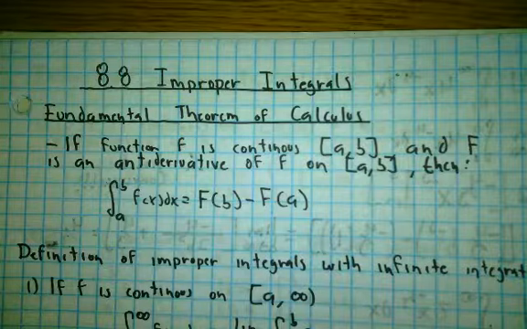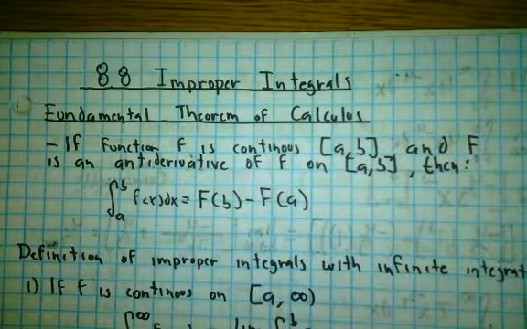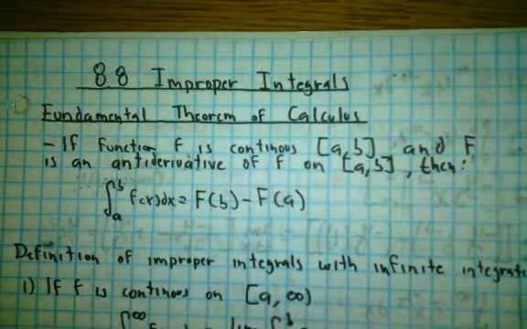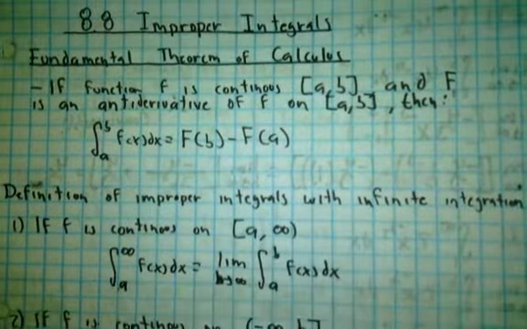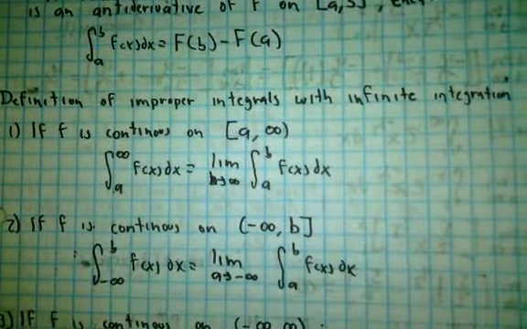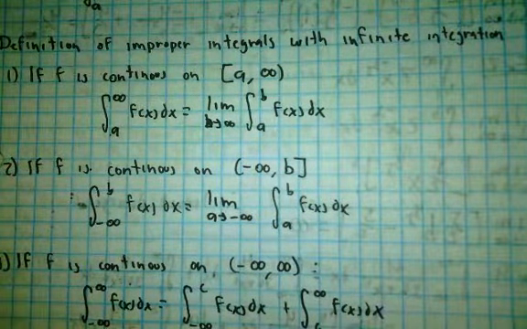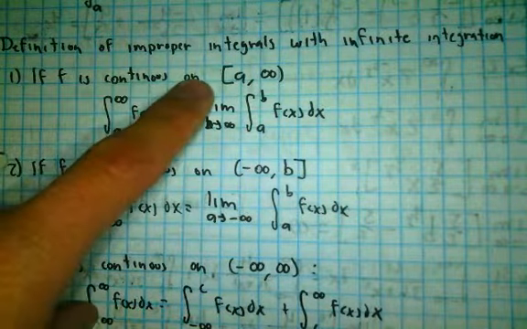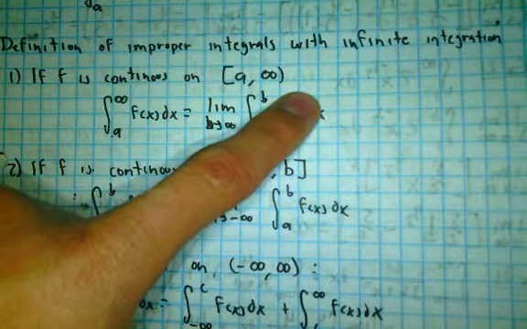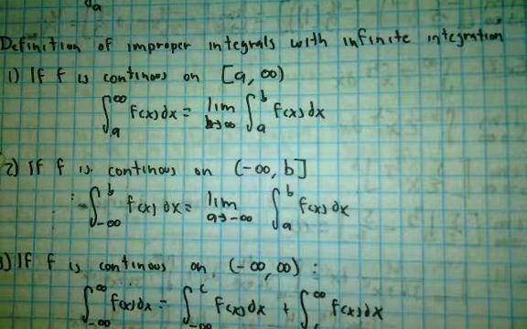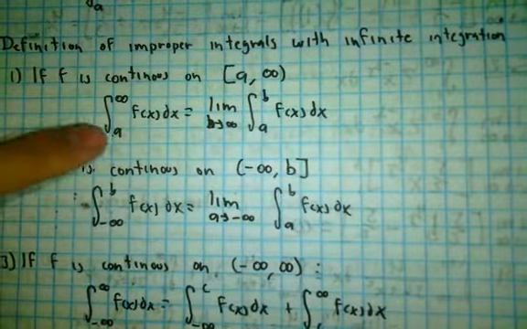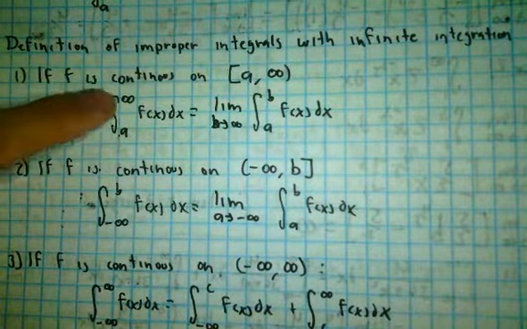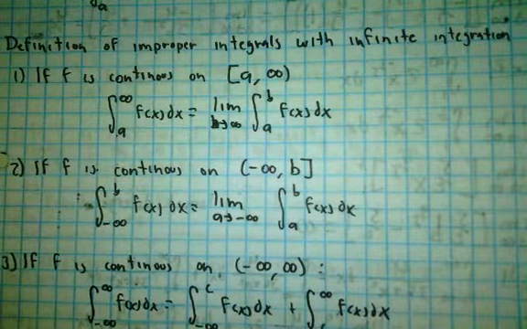Cool? All right. So here's what's going to happen. Like I said, we're going to solve integrals where one of the limits is going to be infinity. So there's going to be 3 scenarios. First of all, let's talk about improper integrals with infinite integration. Here's the first example of what you can come up with. Let's pretend that you have a function that is continuous on an interval from some value to infinity. So we want to find the area between that value and infinity of the given function.